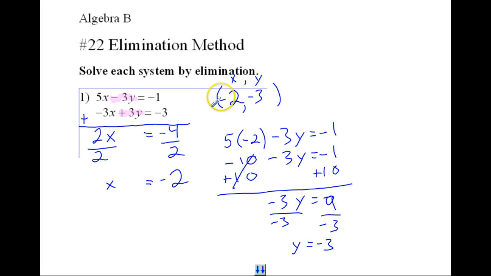You can always check these, plug it back in. 10 times negative 2 is negative 10. Negative 3 times negative 3 is 9. Negative 10 plus 9 is negative 1. Negative 3 times negative 2 is 6. 3 times negative 3 is negative 9. 6 minus 9 is negative 3. So you know for a fact it's absolutely correct.